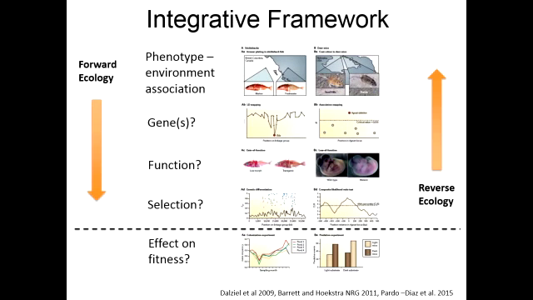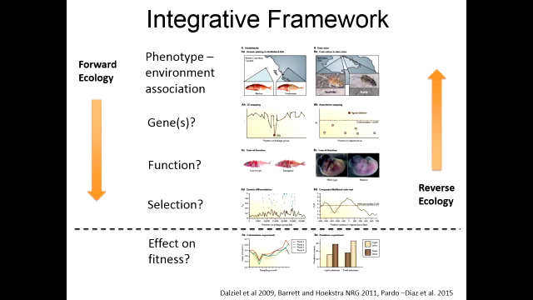Now, the framework for ecological genomics essentially takes one of two approaches. You can either start at the phenotype and work your way down to the gene in terms of determining the function. Is this particular gene under selection? Or you can work your way from the gene back up to the phenotype. In either case, there are incredible challenges associated with each one of these avenues.